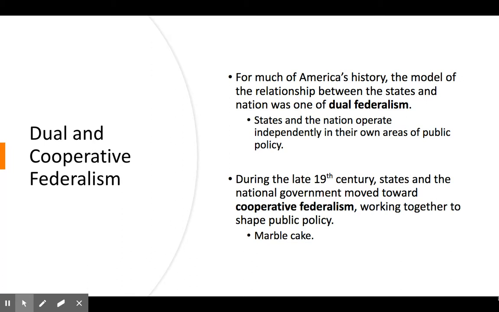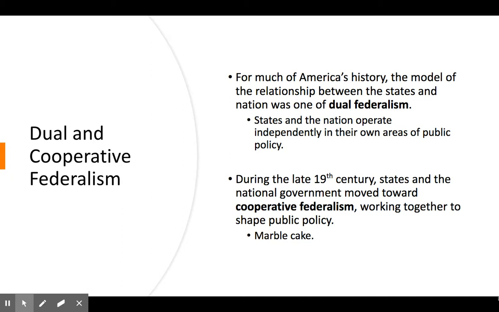During the late 19th century, states and the national government are going to move toward cooperative federalism, working together to shape public policy. Under this model of cooperative federalism, both the state and federal governments are going to share concerns involving many of the same issues and policy areas, and they often act both independently and cooperatively within the same spheres.